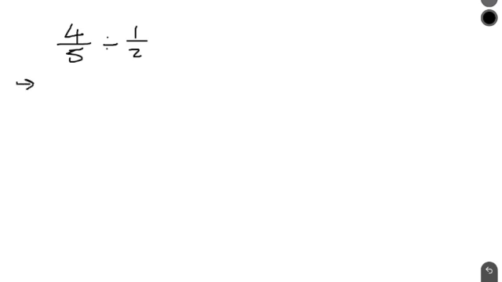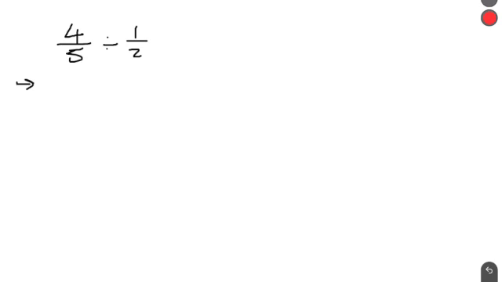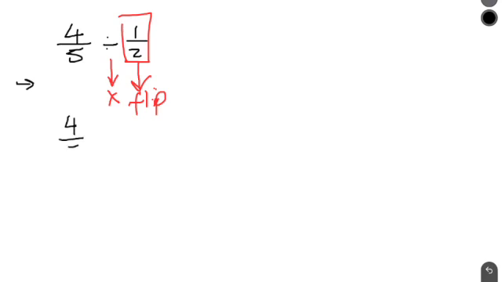The first step that we do is this sign here, we have to change this sign to a multiplication sign. And then at the same time, we have to flip that side of the fraction. Okay, so here's what that looks like. That would look like 4 over 5 multiplied by 2 over 1.